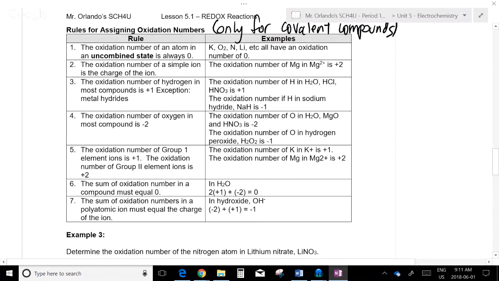And the first thing is this. Any atom that's just by itself and has no charge has an oxidation number of 0. So whether it's sodium, potassium, nitrogen, lithium, oxygen, doesn't matter if it's diatomic, doesn't matter if it's whatever. If it's an atom in an uncombined state, we just give it an oxidation number of 0.